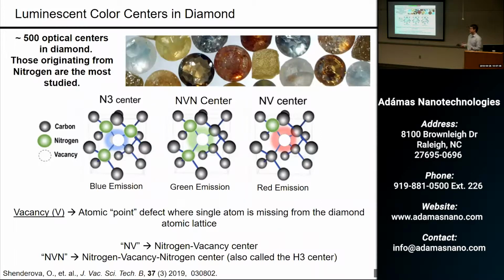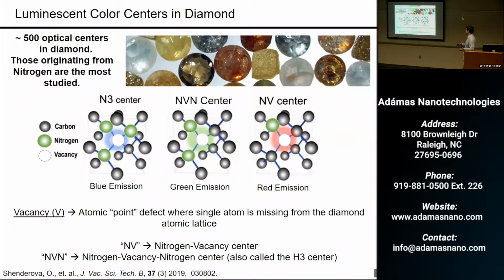In general, there are hundreds of optical color centers in diamond. And for the talk today, I'm really just going to focus on the NVN and NV centers. All of these optical defects are caused by impurity atoms and structural defects within the diamond lattice. Three important ones involve nitrogen and vacancies. And vacancies are simply point defects within the lattice, where there should be a carbon atom and there's not.